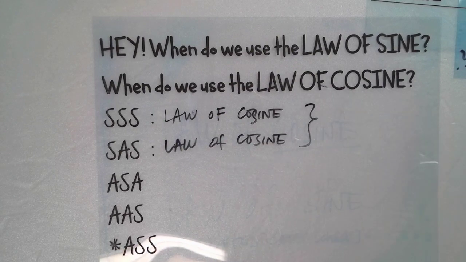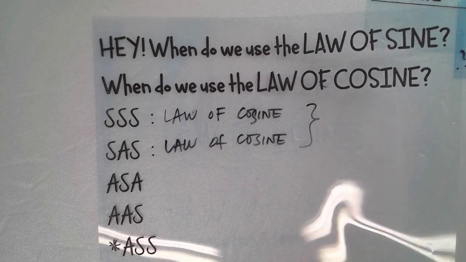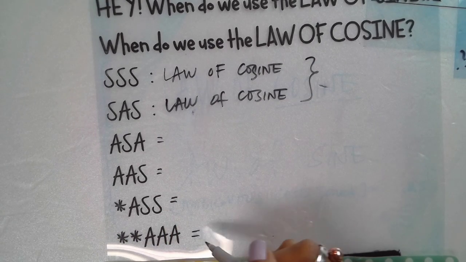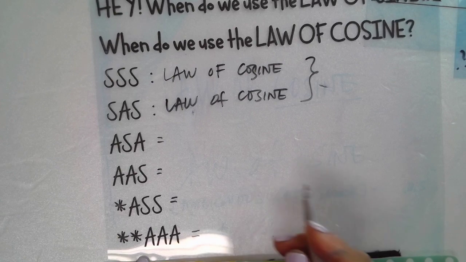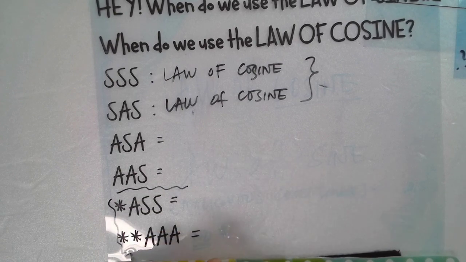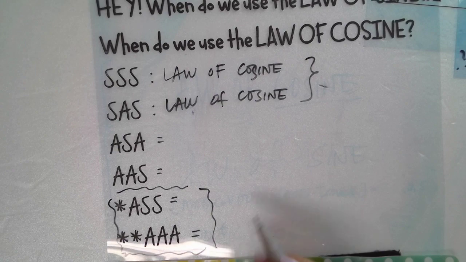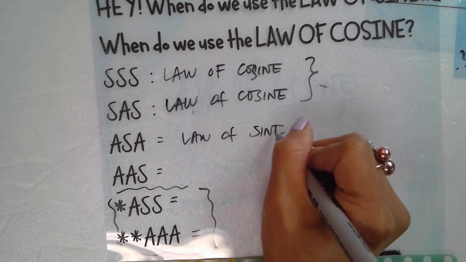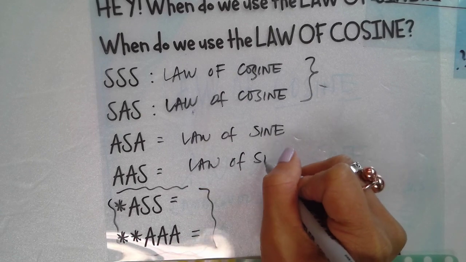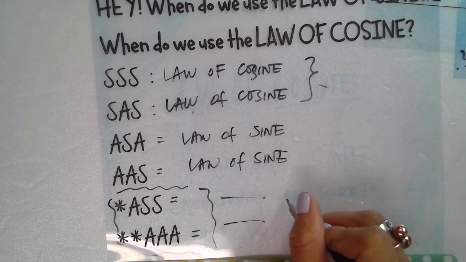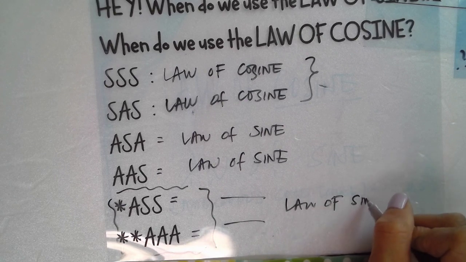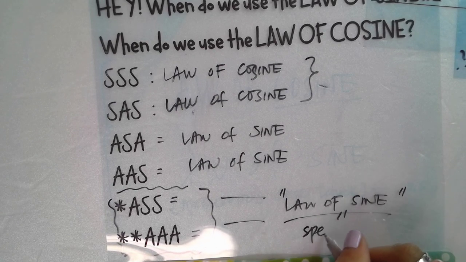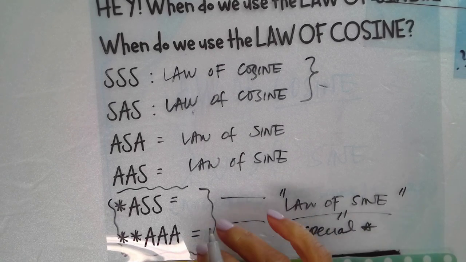And as we do more and more examples and practice, I know you're going to be able to figure it out. And angle, side, angle, angle, angle, side, and angle, angle, side. Those ones, these are the special cases, and we're going to discover them later. But all of these ones are law of sines. And these are also law of sines, but I'm going to put quotes here because these are special. And we're not going to discuss this today at all.